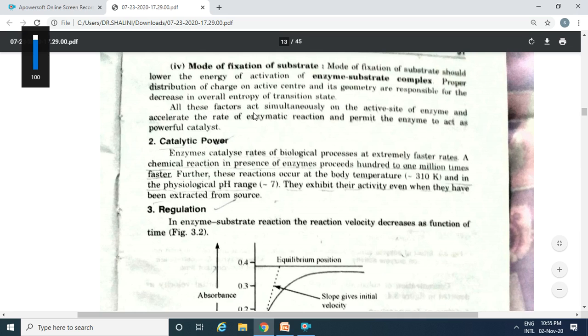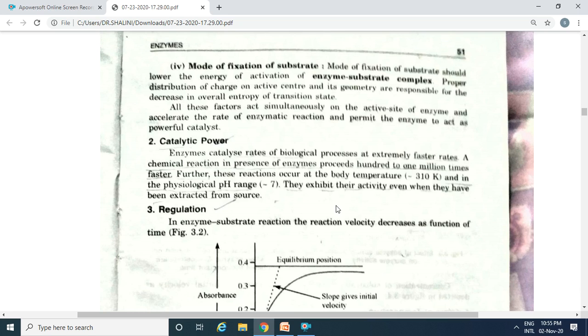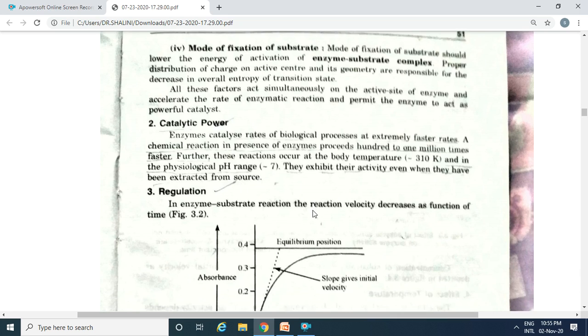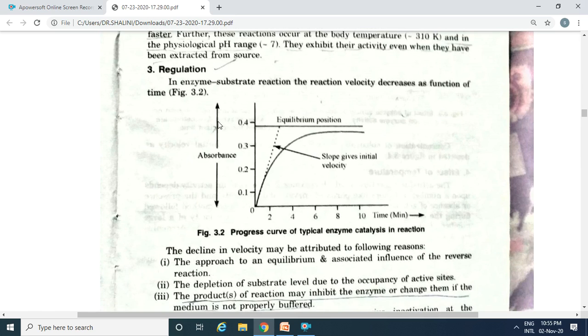Now, the next very special characteristic of enzymes is the catalytic power. Enzymes catalyze biological processes at extremely fast rates. A chemical reaction in the presence of an enzyme proceeds 100 to 1 million times faster, and these reactions occur at body temperature and in the physiological pH range nearly equal to 7, and they exhibit their activity even when they have been extracted from the source. The third property is regulation. In an enzyme substrate reaction, the reaction velocity decreases as a function of time.